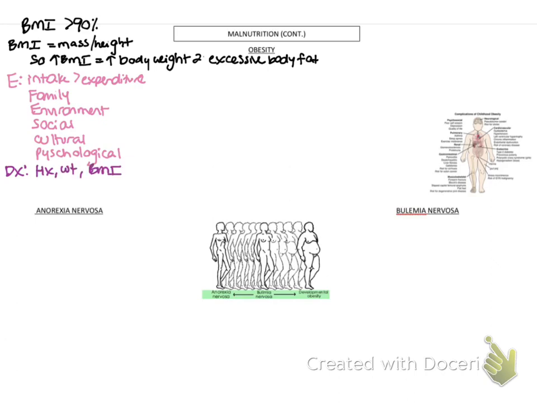So we diagnose it by their history, by their weight, by their BMI. We can do a CAT scan or MRI if we think there's some kind of disease process causing it. So maybe they have a big abdominal tumor because they weren't obese 6 months ago, but now they just gained 20 pounds. Well, that's not normal. That's why we want to ask, have you gained weight? How fast have you gained it? Because it could be something like a tumor.